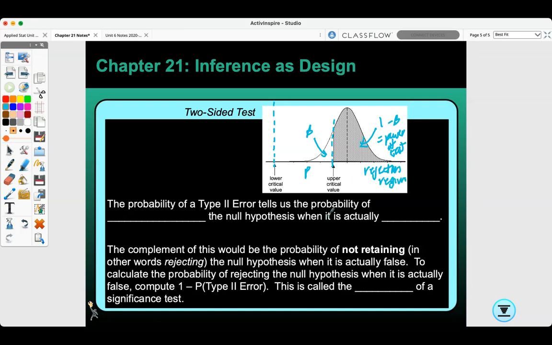The probability of a type 2 error tells us the probability of failing to reject the null hypothesis when it is actually false. The complement of this would be the probability of rejecting the null hypothesis when it is actually false. To calculate the probability of rejecting the null hypothesis when it is actually false, you compute 1 minus the probability of type 2 error. This is called the power of the significance test.